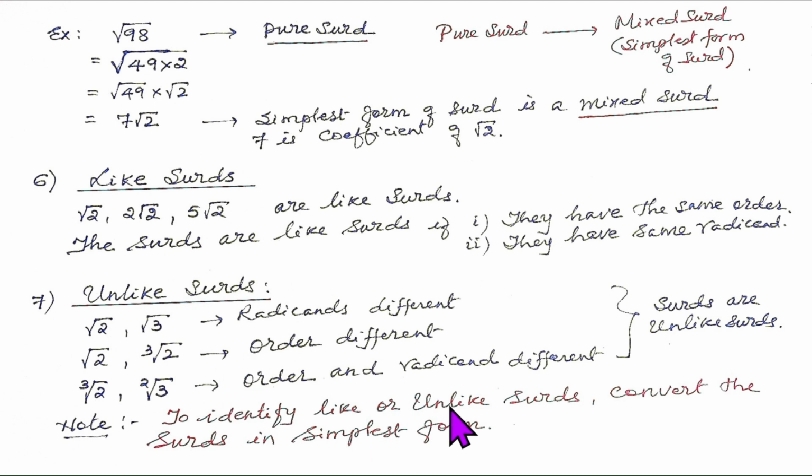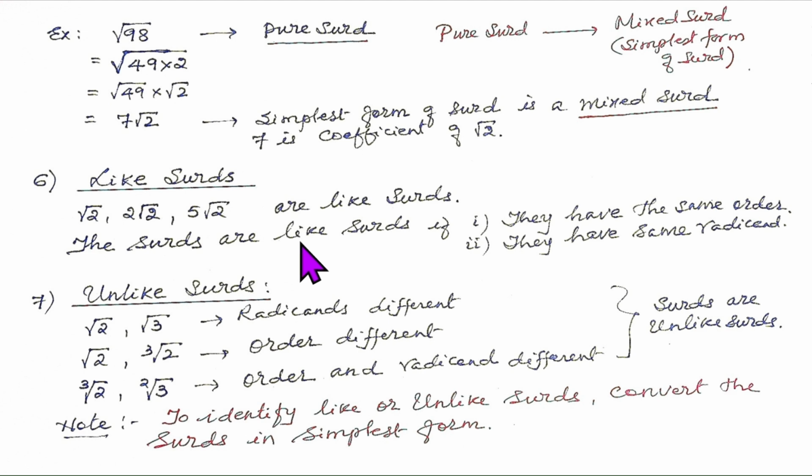So to identify like or unlike surds, convert the surds into simplest form. So please remember, if you want to compare surds and group them into like surds and unlike surds, first of all you have to write them in their simplest form.